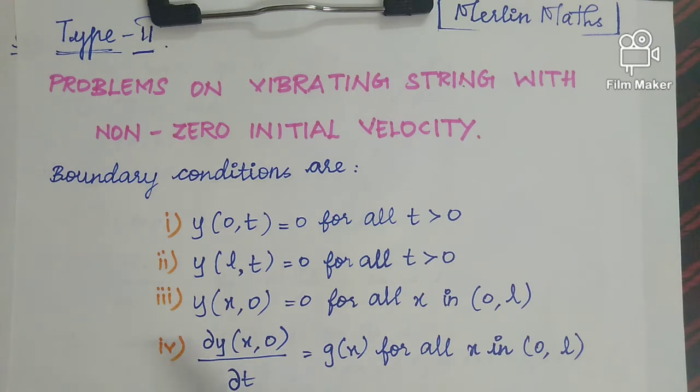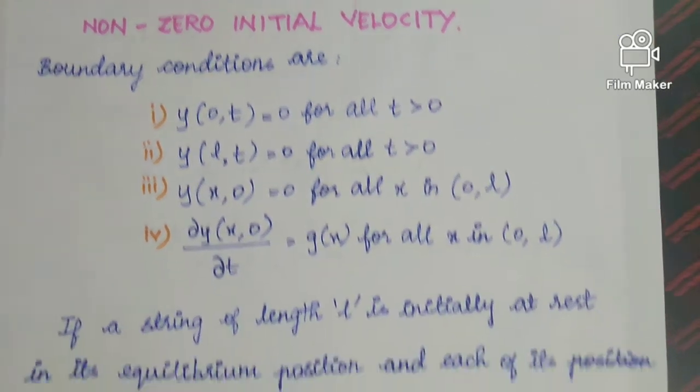So under the type 2 problems, by applying the first and second conditions to the general solution, we get the same type of answers. They only differ in the third and fourth boundary conditions. So that is the difference between type 1 and type 2. Hope now you can understand what type 1 and type 2 problems are. Now we will go for the first problem under type 2.